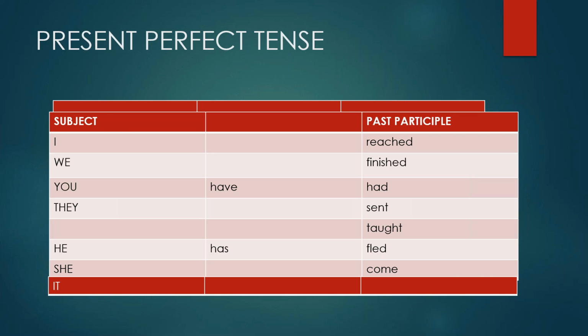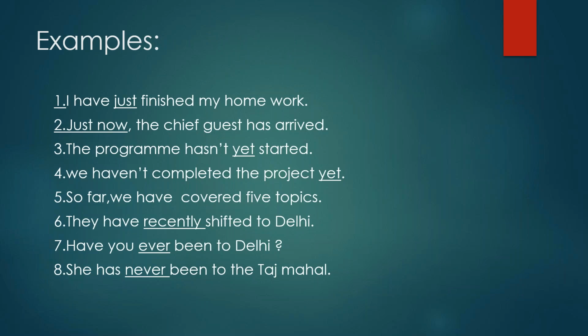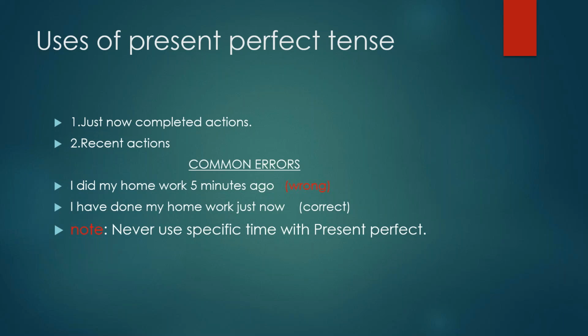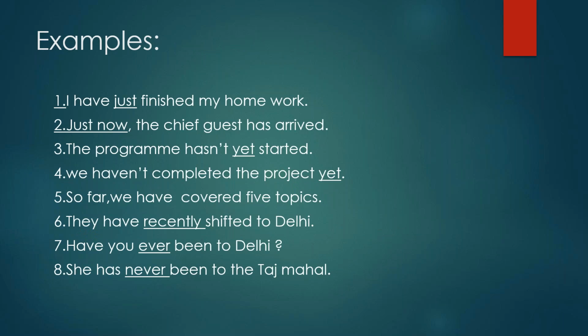Now, if you look at the examples here, when do we use, basically, the present perfect tense? We always use present perfect tense for just now completed actions or any recent action. Now, let's have a look at these examples. The first one we have mentioned here, I have just finished my homework. Here, if you look, I have used just, I have just finished my homework.